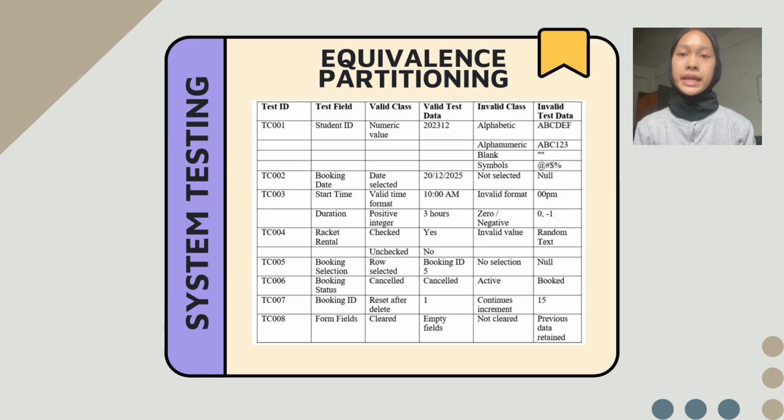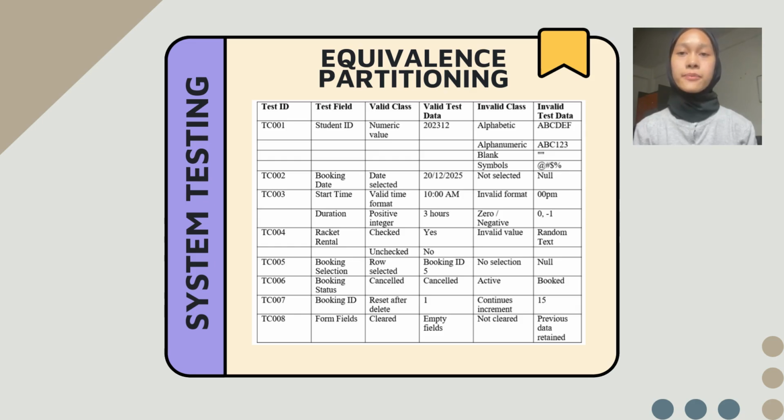Number 1 is student ID. So, for the student ID, valid input must be numeric only, such as 202312, and the invalid inputs include alphabetic characters, alphanumeric values, blank input, and symbols. So, this ensures the system correctly validates student ID entries.